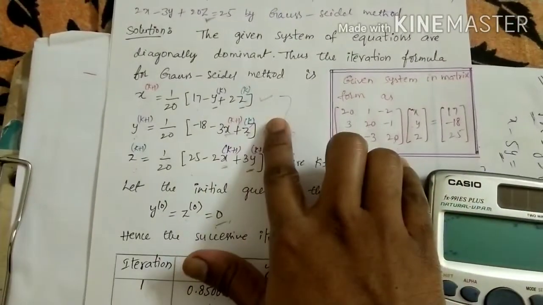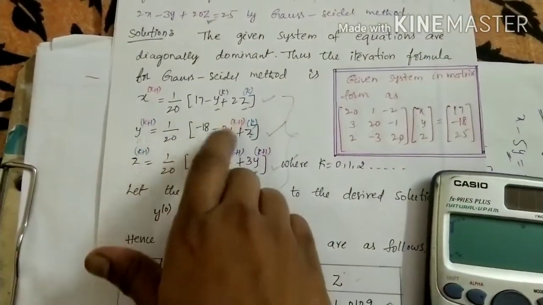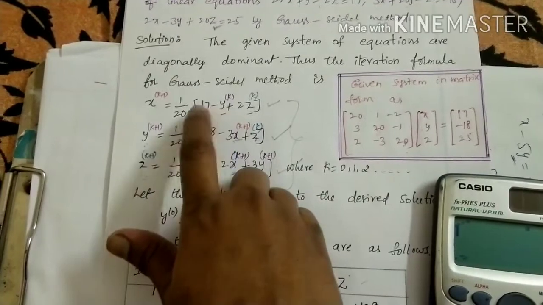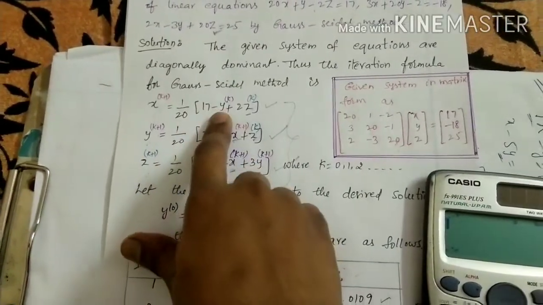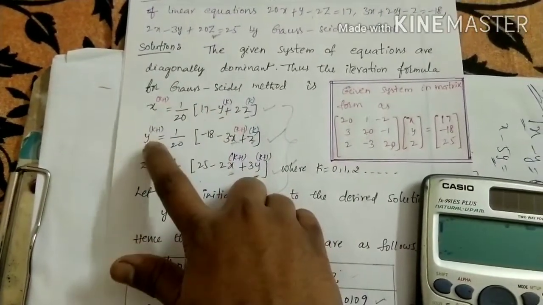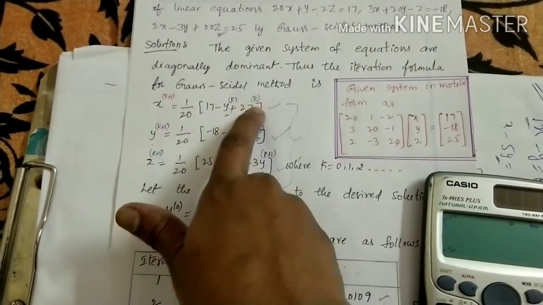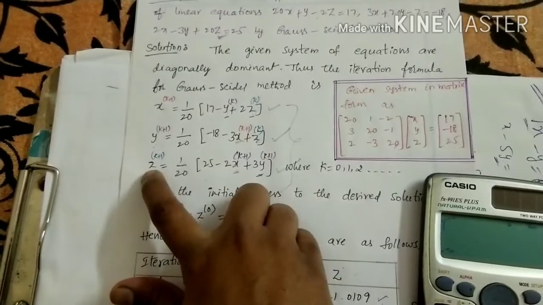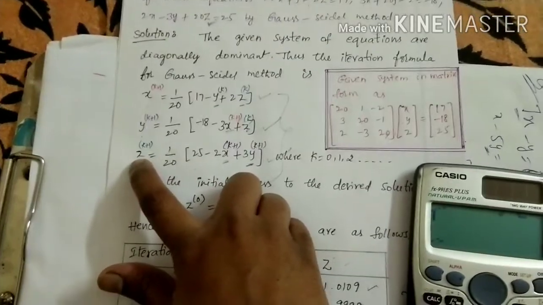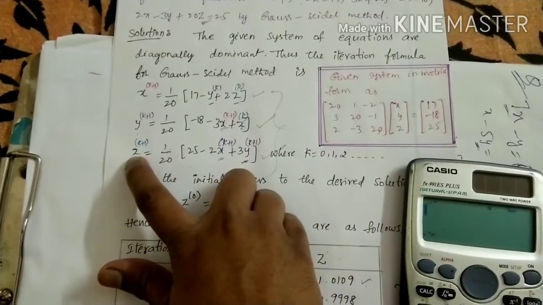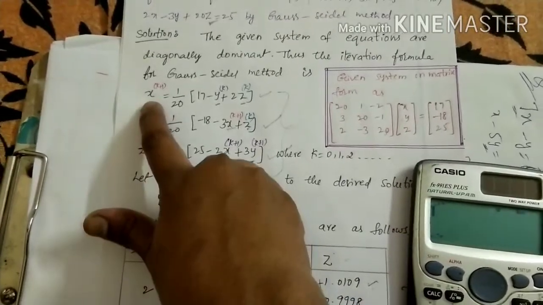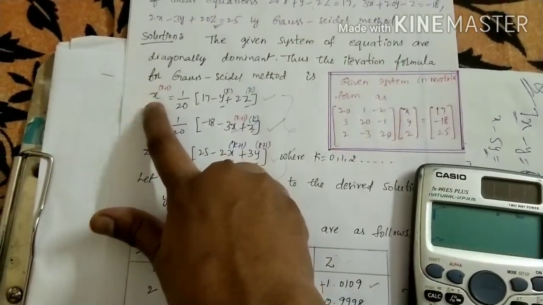So in this iteration formula, yk plus 1 is taken as y, zk plus 1 is taken as d, as that is not available in the calculator, we take it as d. For xk plus 1, we take x.